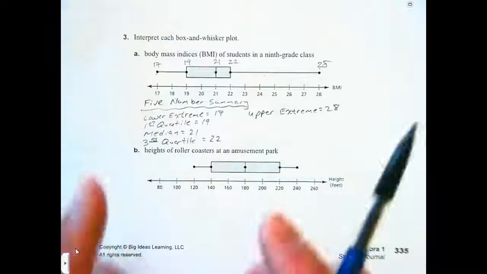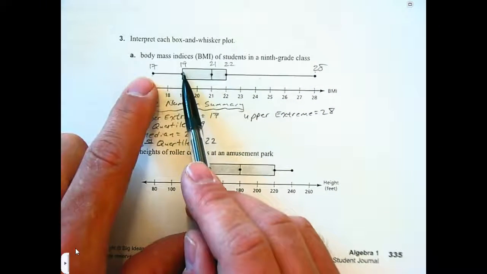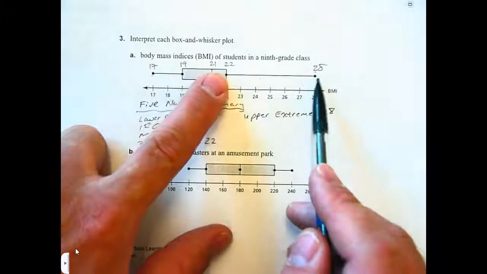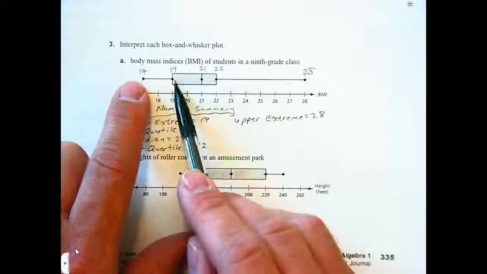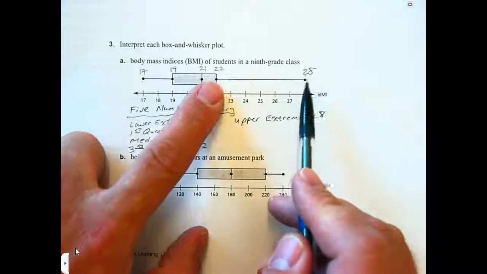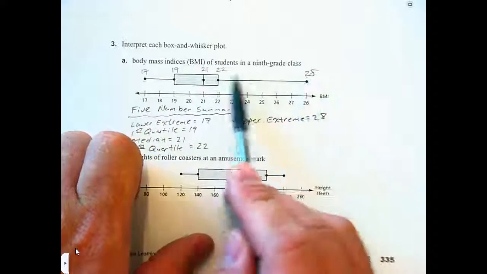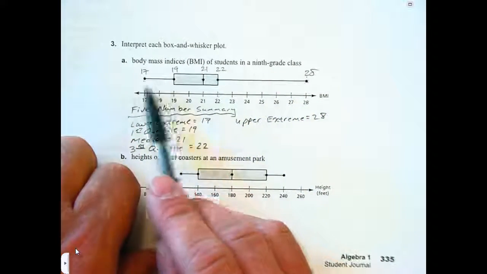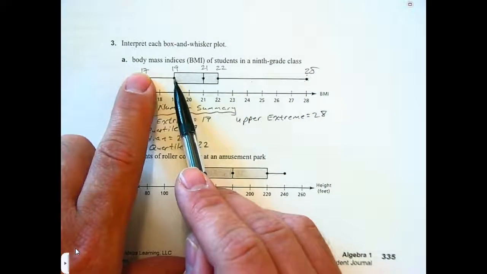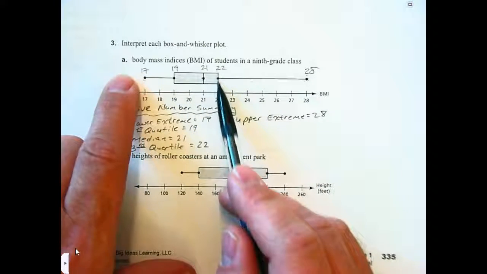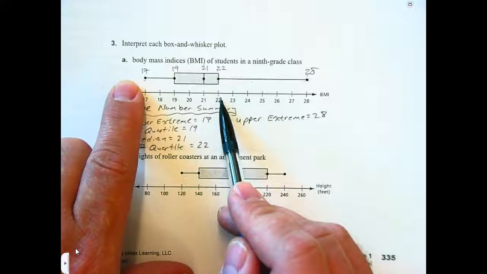When we're describing these things, let's make sure we're clear. We don't have more data right here than we do right here. We have the same number of data points. They're just more spread out here. There's a greater range in the top 25% than in the bottom 25%. However, they both contain 25% of our data. You could say that 75% of our data is less than 22.